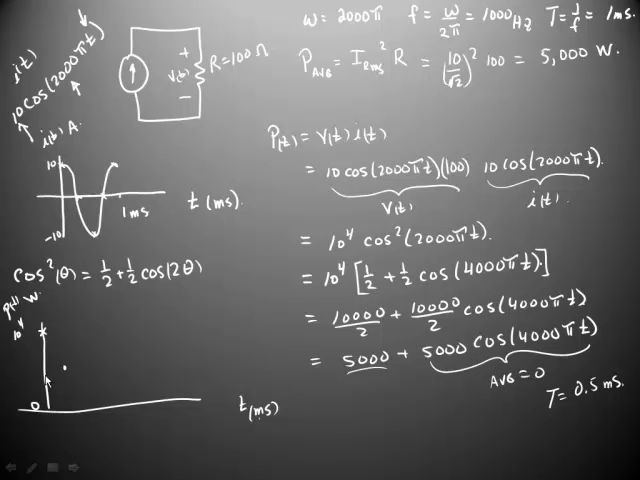So we're going to go through 5,000, hit our minimum value, back through 5,000, and back up to our peak value again. And we're going to do that all in 1/2 millisecond. There's our average value. And that, I think, is about everything that you're going to need to know about the average power in resistors.